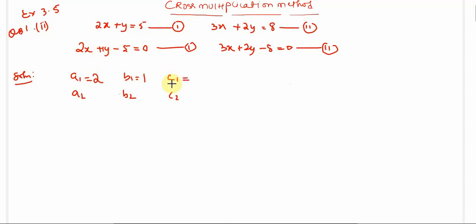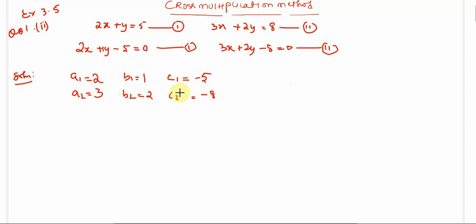c represents the constant term. Constant term means a numerical value without any variable. So the constant term here is -5. Please consider the sign as well. Now when you go to a2, we'll be focusing on equation 2. a2 represents the coefficient of the first variable, that is +3. b2 is equal to 2, and c2 is equal to -8.